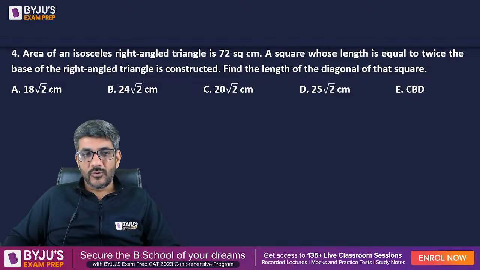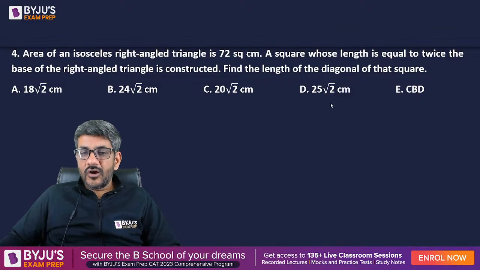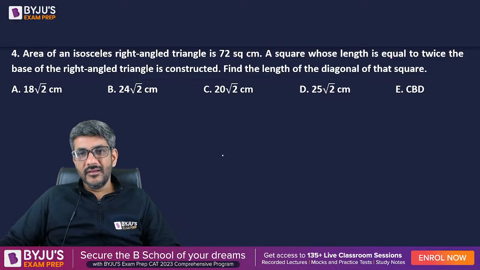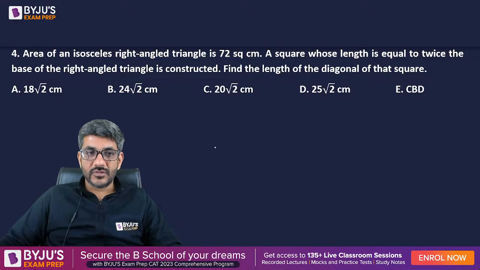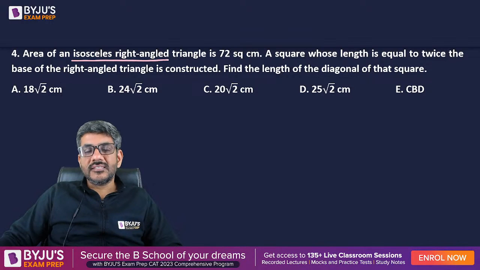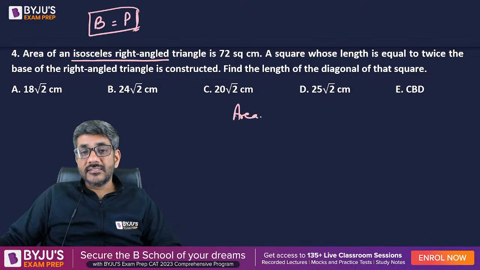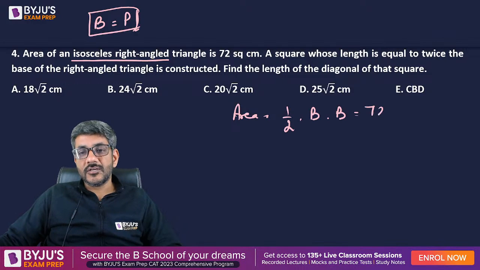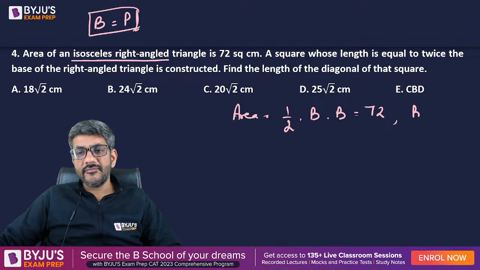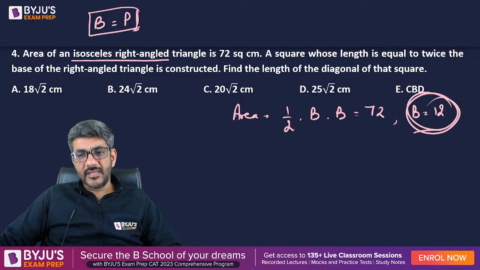Okay, I think we can start doing it now. Area of an isosceles right angle triangle is 72 square centimeter. A square whose length is equal to twice the base of the right angle triangle is constructed. Find the length of the diagonal of that square. First of all, an isosceles triangle is a triangle in which base is equal to the perpendicular. Base and perpendicular are same. And area is given by half of base into perpendicular. So it's like half of base into base is equal to 72. Base into base is 144. So base is equal to 12 centimeter.